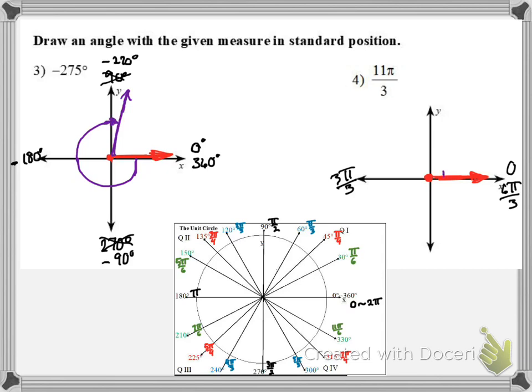Positive going up. Start near the center because I know this one's going to have to spiral outward some. There I want 11 pi over 3. I drew 6 pi over 3. I still have another 5 pi over 3 to go. Okay, I've put the words that I often put in there. I want 11 pi over 3. I've already done 6 pi over 3. So I have 5 pi over 3 left to go.